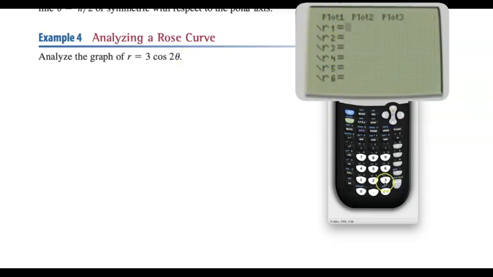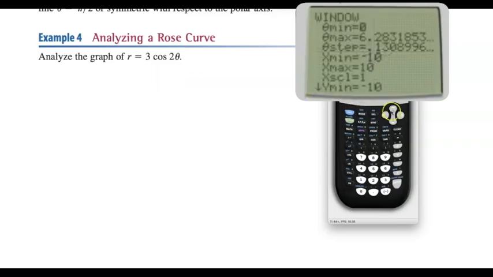We're going to plug in this 3 cosine of 2 theta. It's going to be theta because it's polar. And close that. Now we should be in radians. I think we already are. And hit graph, and you get a petal like that. If I want to zoom in a little, I know it should only go 3 wide here. I probably should go from -3 to 3. That's 0 to 2 pi basically. 0 to 2 pi is like a circle.